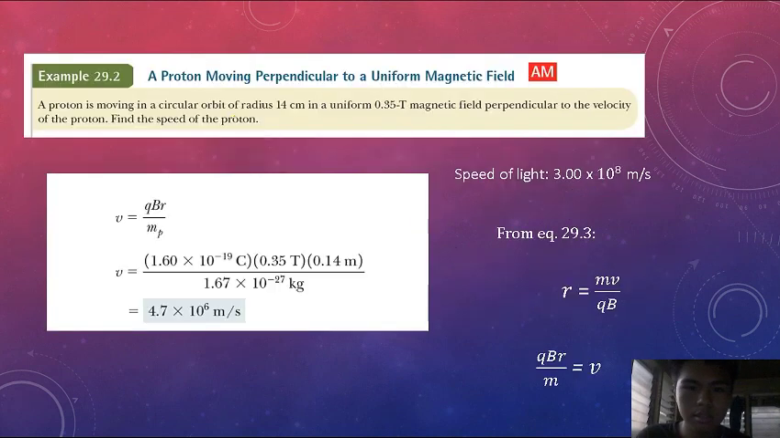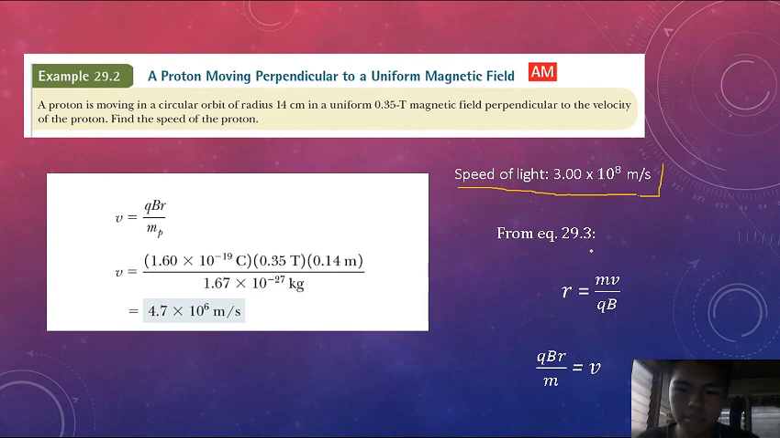So, next, we have our second example, which is a proton moving perpendicular to uniform magnetic field. A proton is moving in a circular orbit of radius 14 centimeter in a uniform 0.35 Tesla magnetic field perpendicular to the velocity of the proton. Find the speed of the proton. So, since speed of light is the fastest speed, dapat yung speed ng proton is mas lesser dito.